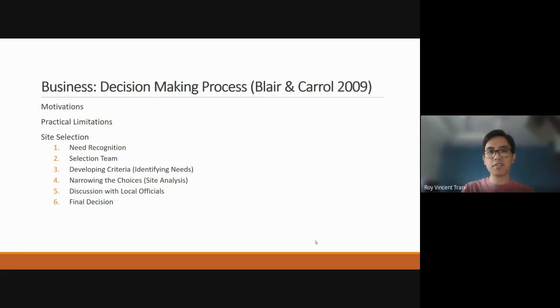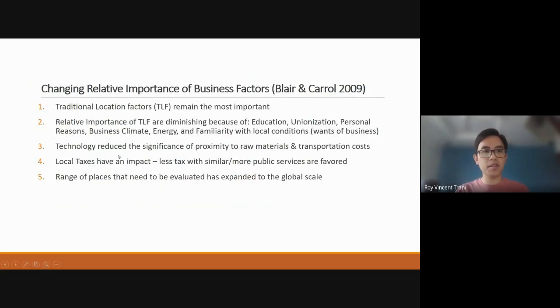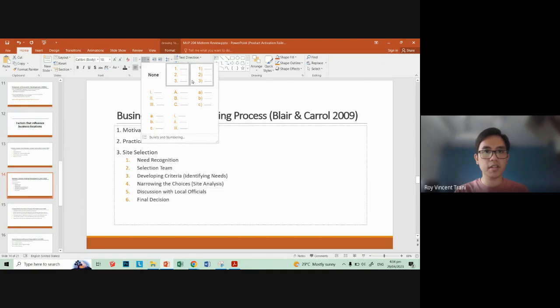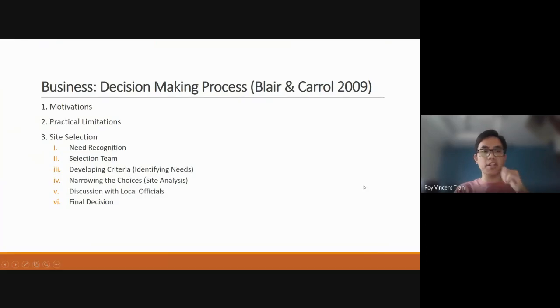Then other factors for identifying business locations. They do a decision-making process, which is basically a site selection process. But first, they need to be motivated. I'll call this 1, 2, 3. So they need to be motivated to move in the first place. They need to consider the practical limitations of moving or creating a business, and then finding the site for their business.